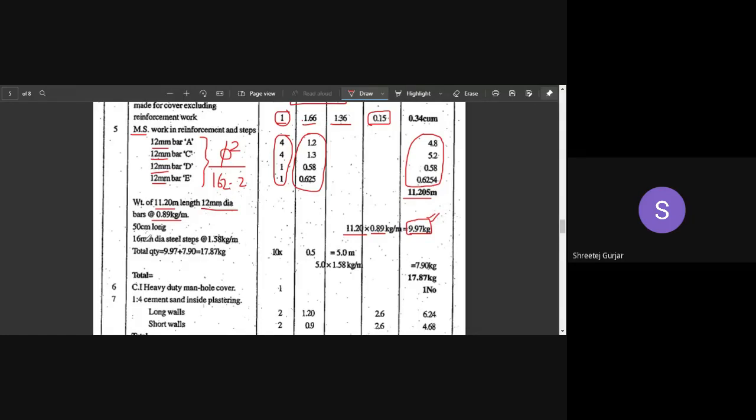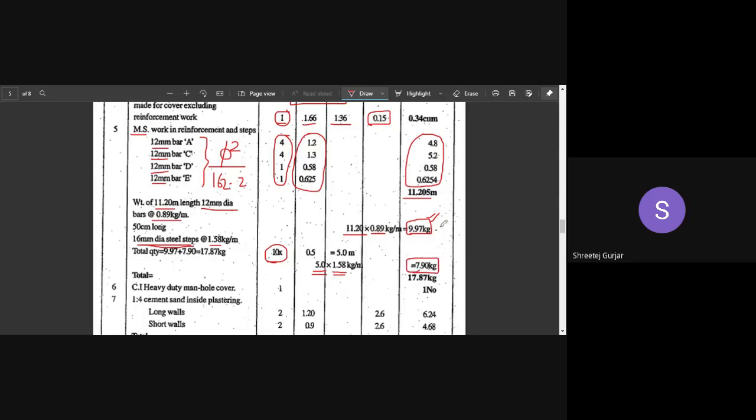Now we have been provided 10 steps, and 16 mm dia steel has been provided for the steps. So you substitute 16 over here: 16 squared by 162.2, and you will get 1.58 kg per meter. The total length is 5 meters, so 5 into 1.58 gives the total quantity of steel required in steps.